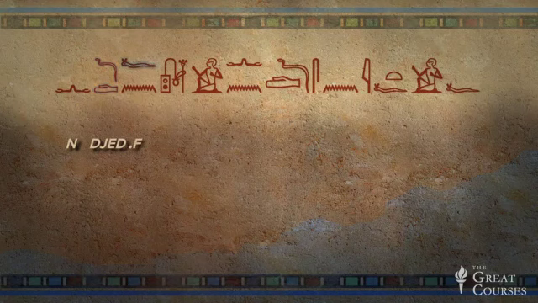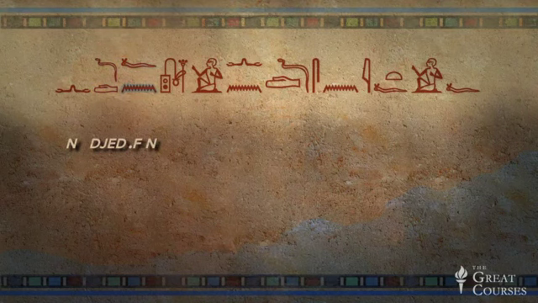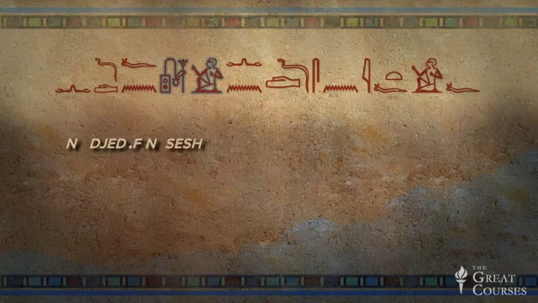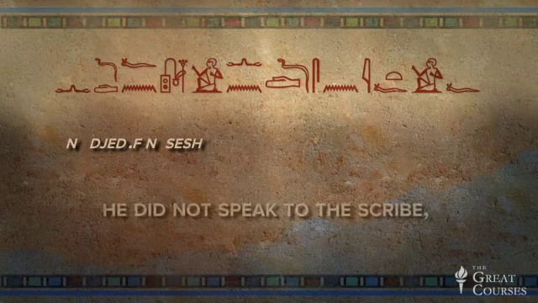The horned viper tells us it's he who didn't say or speak. The n is probably for "to," as in to a person. Yep, there's the person, the scribe. Okay, so the beginning is, he did not speak to the scribe.